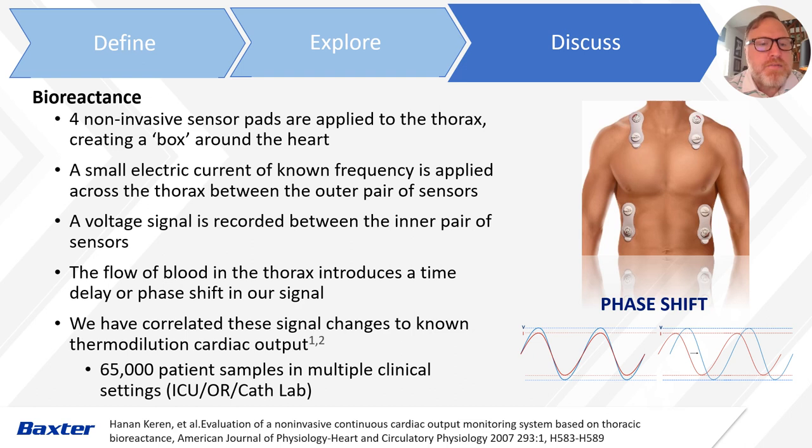The flow of the blood in the thorax introduces a time delay or phase shift in our signal, and we have correlated these signal changes to known thermodilution and cardiac output. What they've done with the technologies that use bioreactance is test them against 65,000 patient samples in multiple clinical settings to gain accuracy, right? So that's what it's been correlated to.